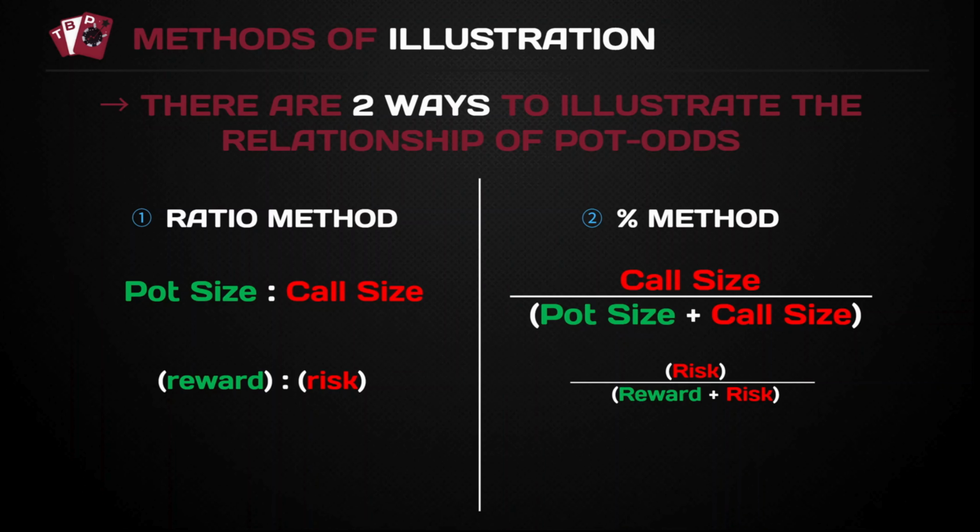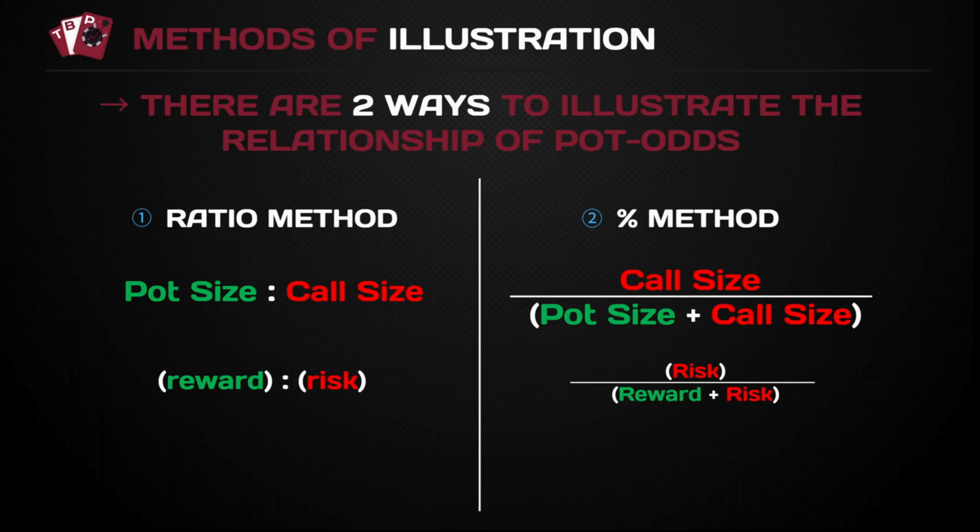This method puts the pot size in relation to our call sizing using a ratio. A ratio shows in general how much of one thing there is compared to another thing, which is here obviously pot size to call size. As before, pot size is defined as all bets that have gone into the pot up to this moment, not including our own amount to call. While call size, on the other hand, is defined as the amount we have to pay or call.